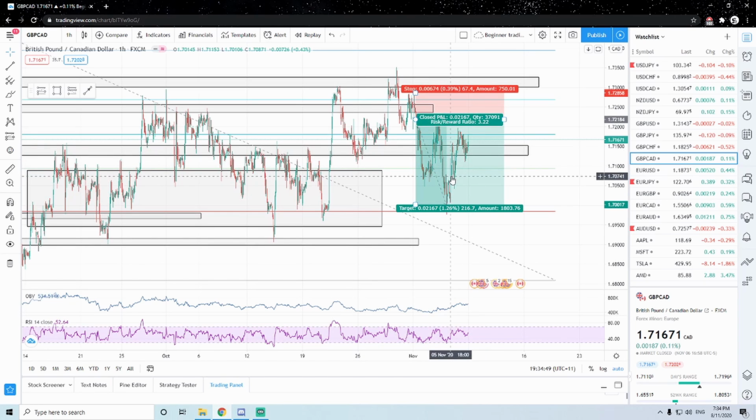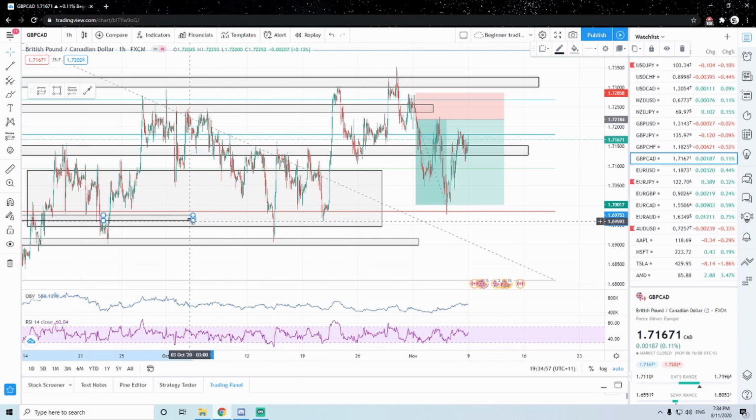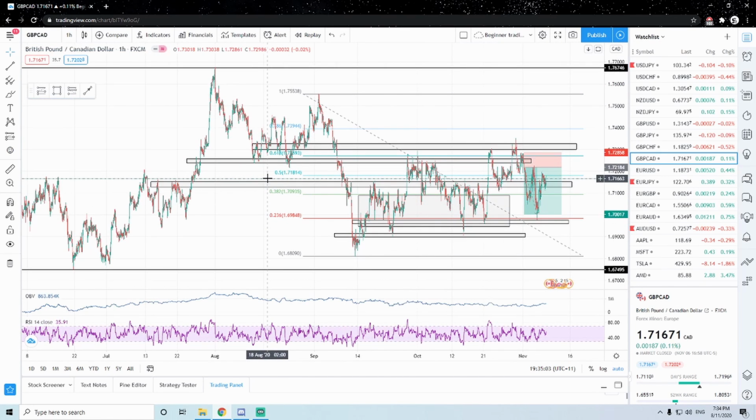So let's just talk about this entry point here and taking it all the way down to around this area down here. If we zoom out, we can see that after it hit this high, I was unable to create a higher high, and instead of heading up it headed down, so I used the fib from this high to this low, and then I was trying to find an entry in between this 0.5 to 0.6 area.